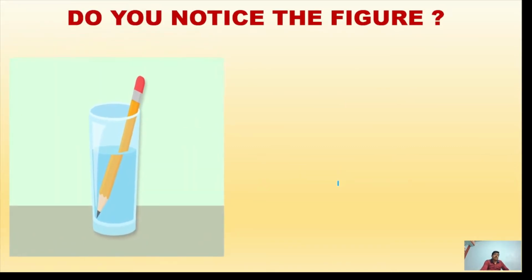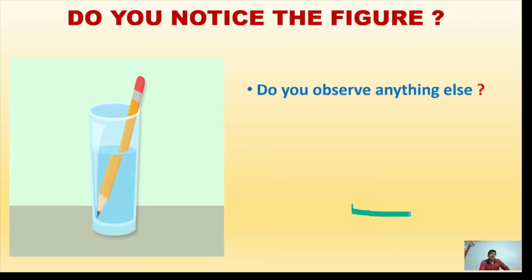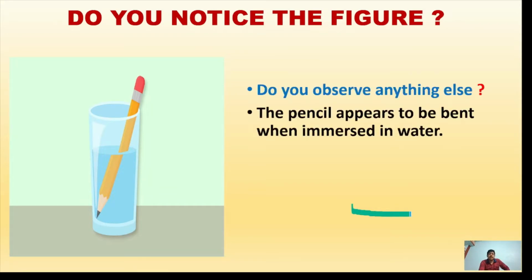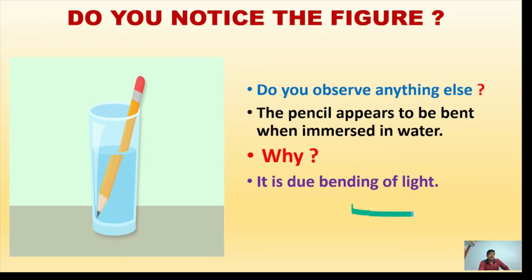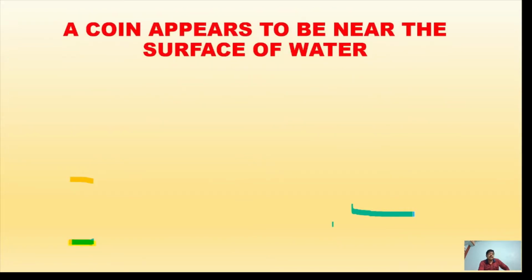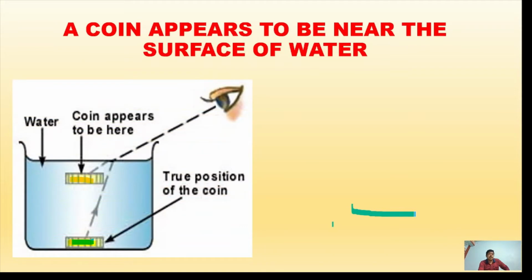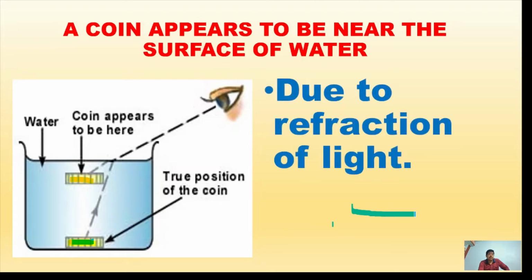Do you notice the figure? Do you observe anything else? The pencil appears to be bent when immersed in water. Do you know why? It is due to bending of light. Similarly, you see, a coin appears to be near or closer to the surface of water. It is also due to refraction of light.